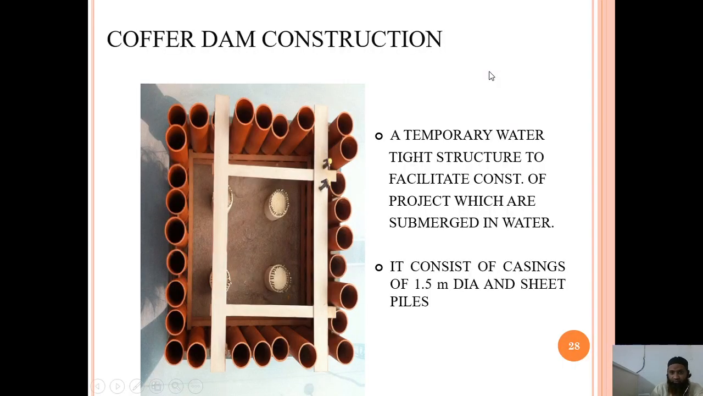Let us see further. Coffer dam construction: a temporary watertight structure to facilitate construction of projects which are submerged. What we are doing is, you can just see here from the sides, basically we are trying to stop the water from this side till our construction can be completed. You can see the piles erected here. Then again we'll come to the main structure. It consists of casings of 1.5 dia and sheet piles. You can just see these casings. Where we have to stop the water and do a construction, this type of construction takes place.